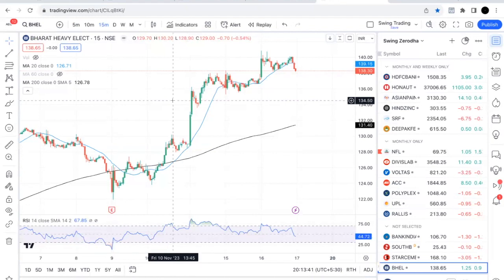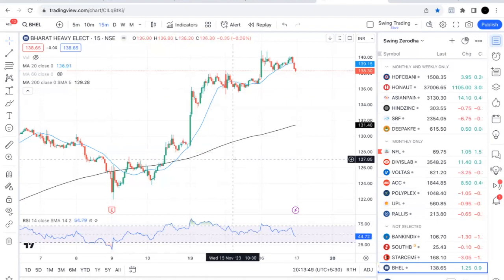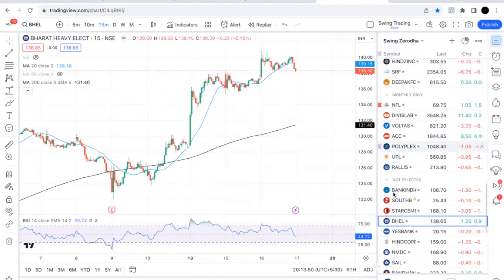Now, I think you asked two different things. First one, you're saying that this one is BHEL. Here it is. See, it's not on my selected list right there because it wasn't trending on the monthly, the weekly, or the daily. So therefore, I did not. I'm not trading that because of that reason.